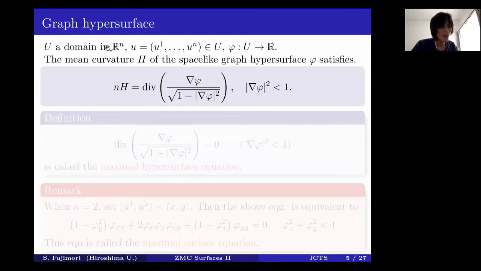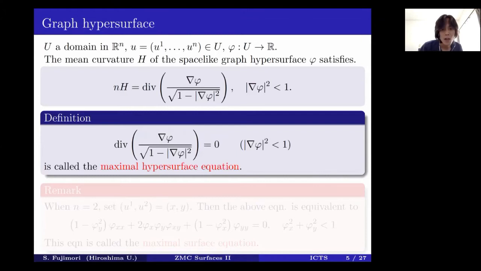Next I go to the graph hypersurface. Let U be a domain in R^n with this local coordinate and let phi be a function on U. Then the mean curvature of the space-like graph hypersurface satisfies this equation, with this condition standing for the surface to be space-like. And the sign here is different: in the minimal surface case, this is plus, and now this is minus. We define this equation, with this condition, as the maximal hypersurface equation.